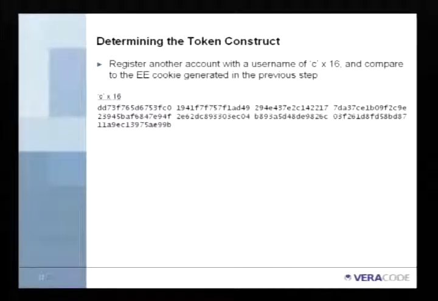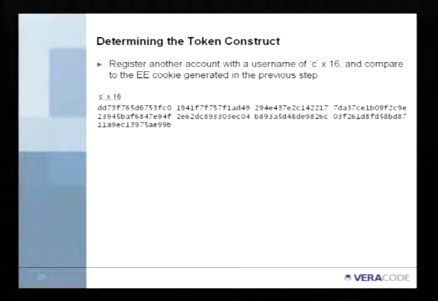So we'll register another account with a shorter username, but still repetitions and still C, so C times 16 in this case. And we look at the token that we get back, and we get back 9 blocks this time. Which is good, because we decreased the username by 16 bytes, and that resulted in a 16-byte shorter token.